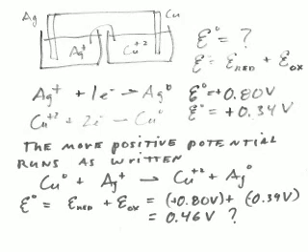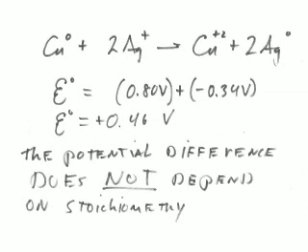So the reduction potential is the 0.80 volts for the silver. The oxidation potential is the 0.34 volts for the copper, but we have to reverse the sign since the copper reaction is running backwards. And so we get the potential for the cell is plus 0.46 volts. But wait a minute, we forgot to balance the equation.